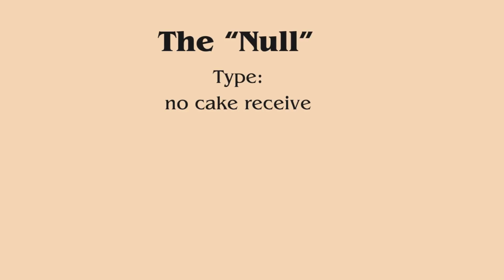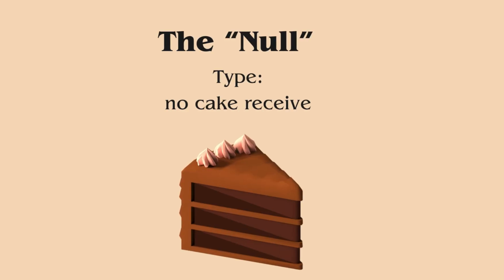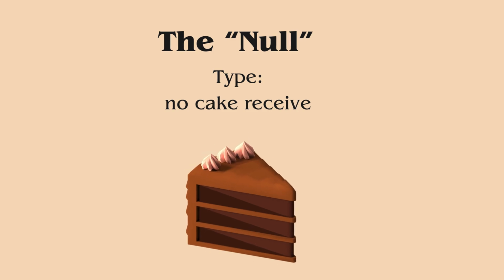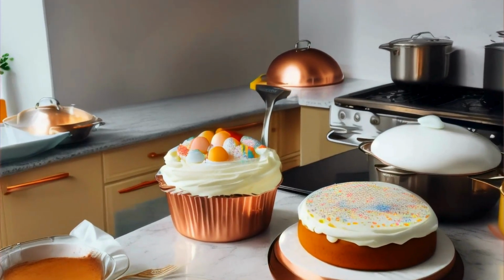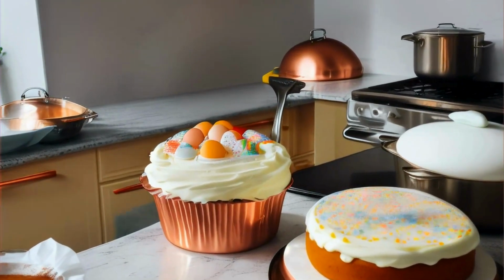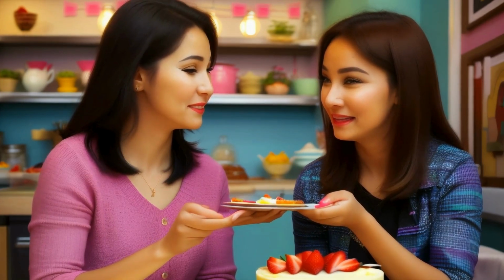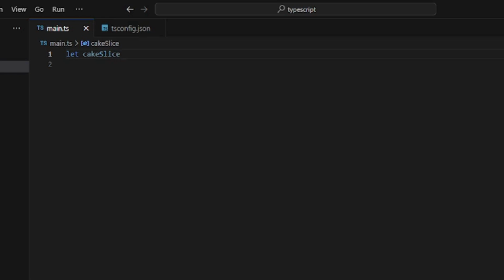Example of null. Now let's say you've baked a cake and you're offering slices to your friends. However, one of your friends is on a diet and doesn't want any cake. You make a note next to their name that they will receive no cake. Let cakeSliceForFriend equals null.